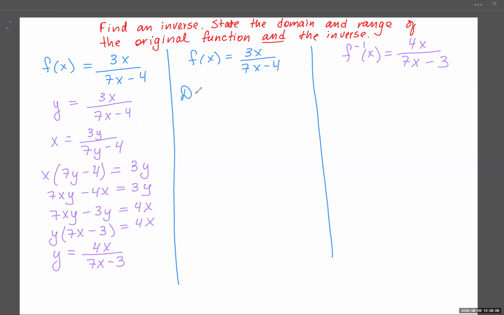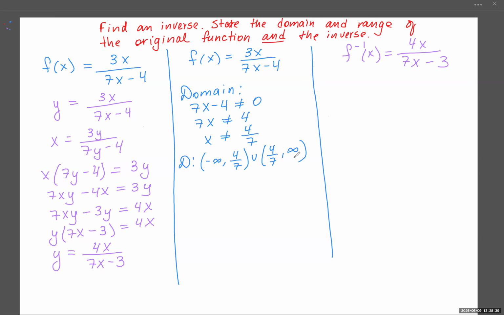We'll start with the domain of the original function. Now, in the domain of the rational, the denominator cannot be 0, so 7x minus 4 cannot be 0, which means 7x cannot be 4, and x cannot equal 4 over 7. So the domain of the original function starts at negative infinity, goes to 4 over 7, then restarts at 4 over 7, and goes to positive infinity.